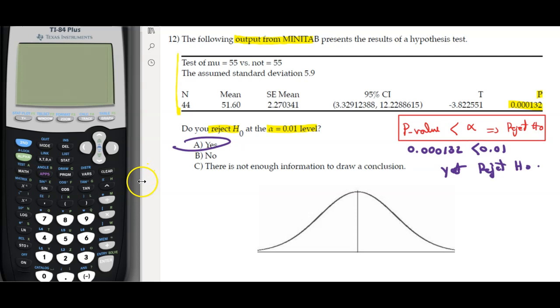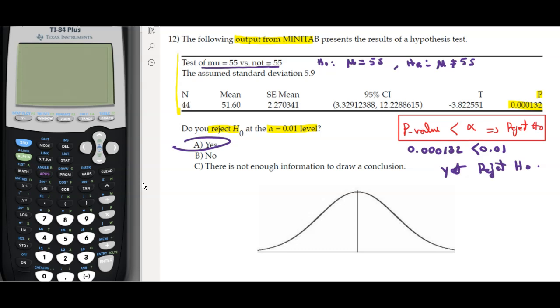Now let me explain where the alpha is drawn. So if I am using the two tails like this example, right? So this is the two tails. H0 will be the mean equals 55. Right, HA will be the mean is different than 55.